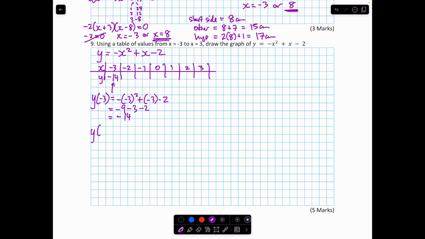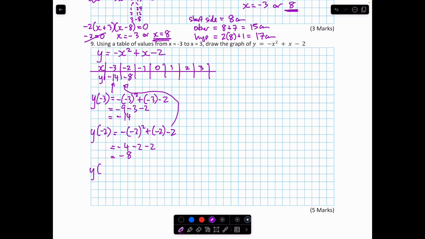Y when x is equal to negative 2, to fill in the next one: negative 2 squared plus negative 2, take 2. Negative 2 squared is 4. Negative of that is negative 4. Negative 2, take 2. Negative 4, take negative 6, negative 8. There. Arrow.